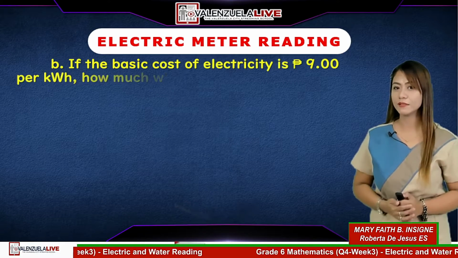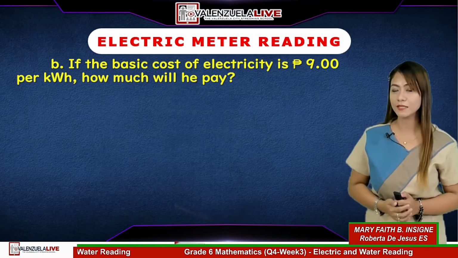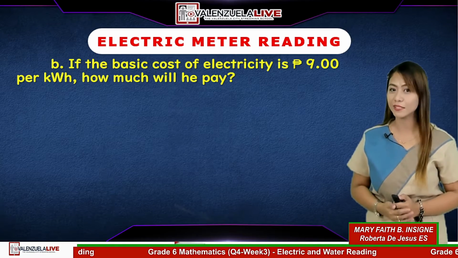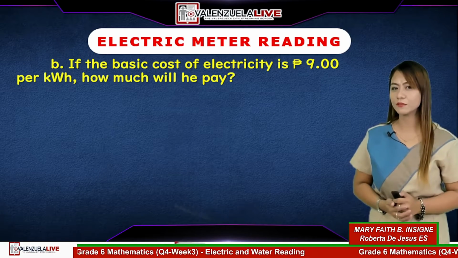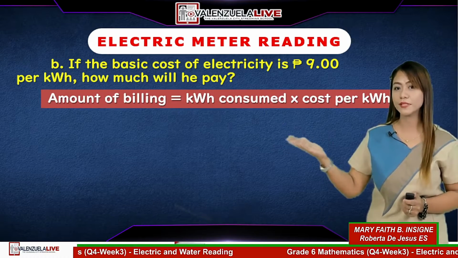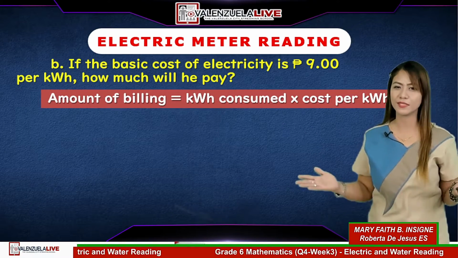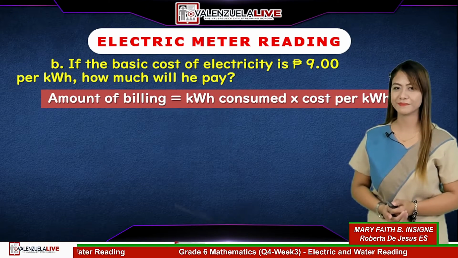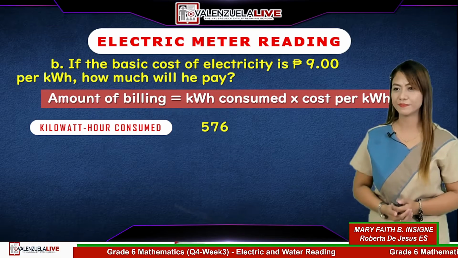For letter B, the question is, if the basic cost of electricity is 9 pesos per kilowatt hour, how much will he pay? To get the amount of billing, we need to multiply the kilowatt hour consumed by the cost per kilowatt hour. So, what do you think is the product? Good job! Let us see the solution.